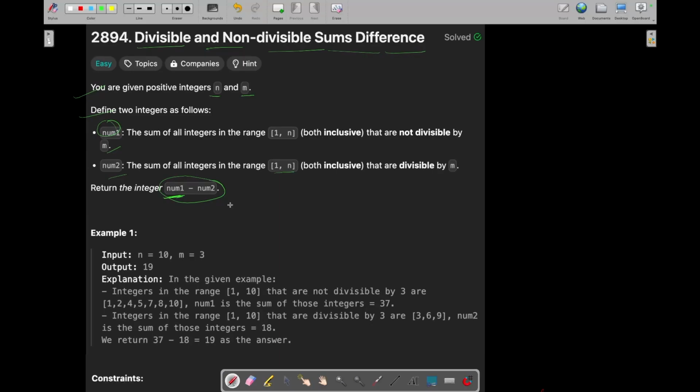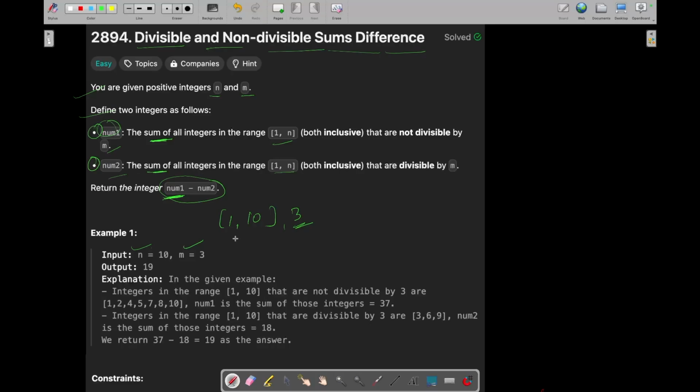Okay, so what you have been given in the question is two integers n and m, and you need to find out num1 and num2 which satisfy this condition, and you need to return the difference between both of them. Okay, so let's see what will be our num1. The sum of all integers in this range that are not divisible by m. So here our range is 1 to n, which is 1 to 10, and m is 3. So the sum of all integers which are not divisible by 3.